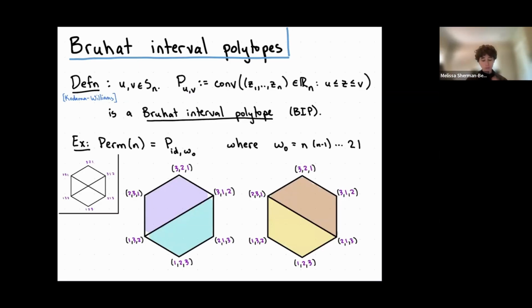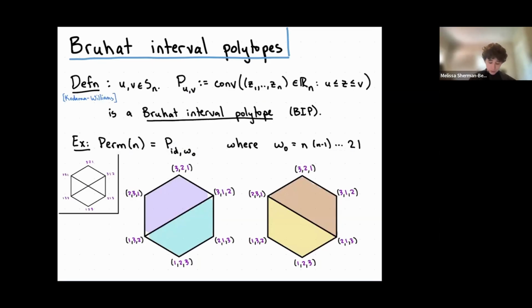So some examples of Bruhat interval polytopes. One of them is just the permutahedron itself. That's the Bruhat interval polytope indexed by the identity at the bottom of the Bruhat order, and the element W0 at the top of the Bruhat order. So W0 is the permutation that reverses the numbers. What permutations are between these two? Well, all of them. I've just got the permutahedron.